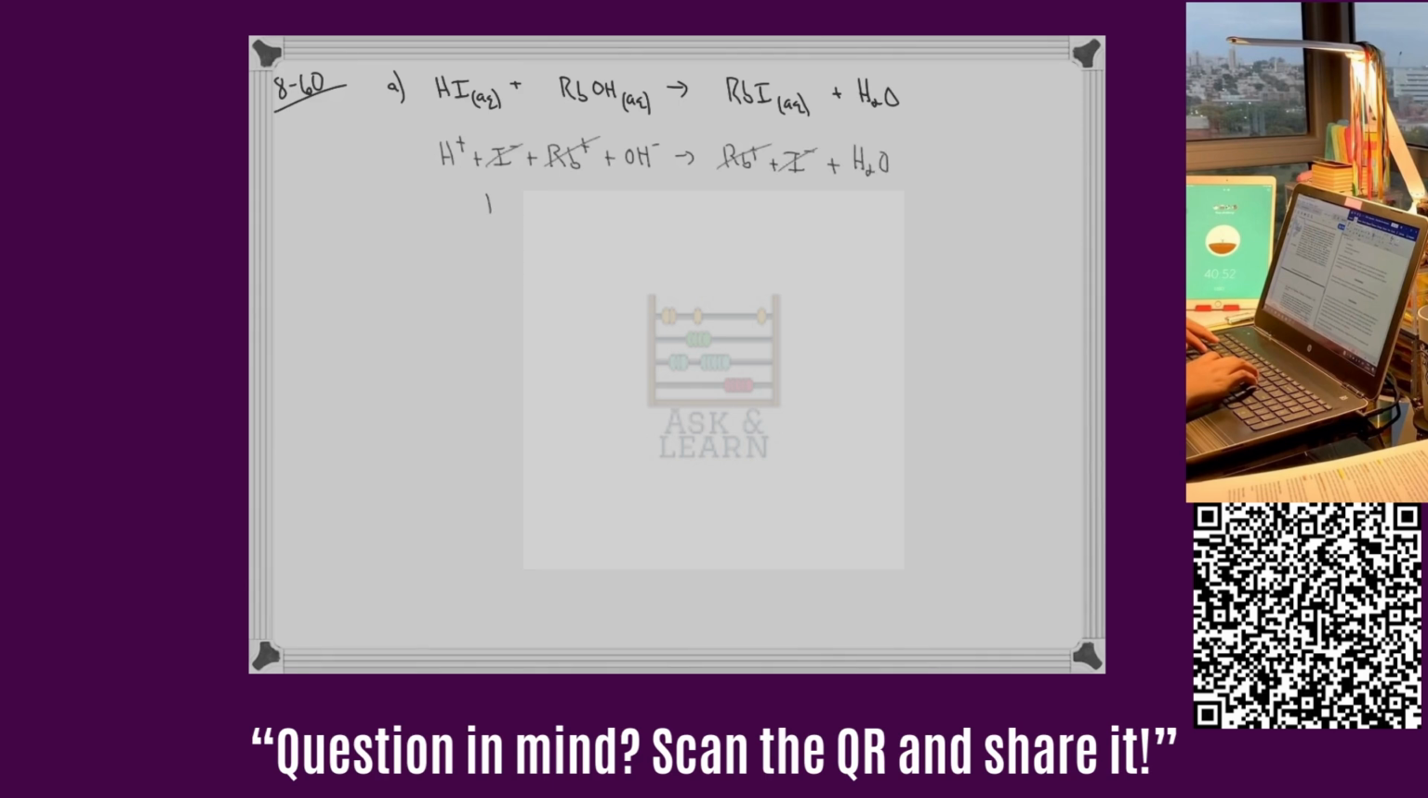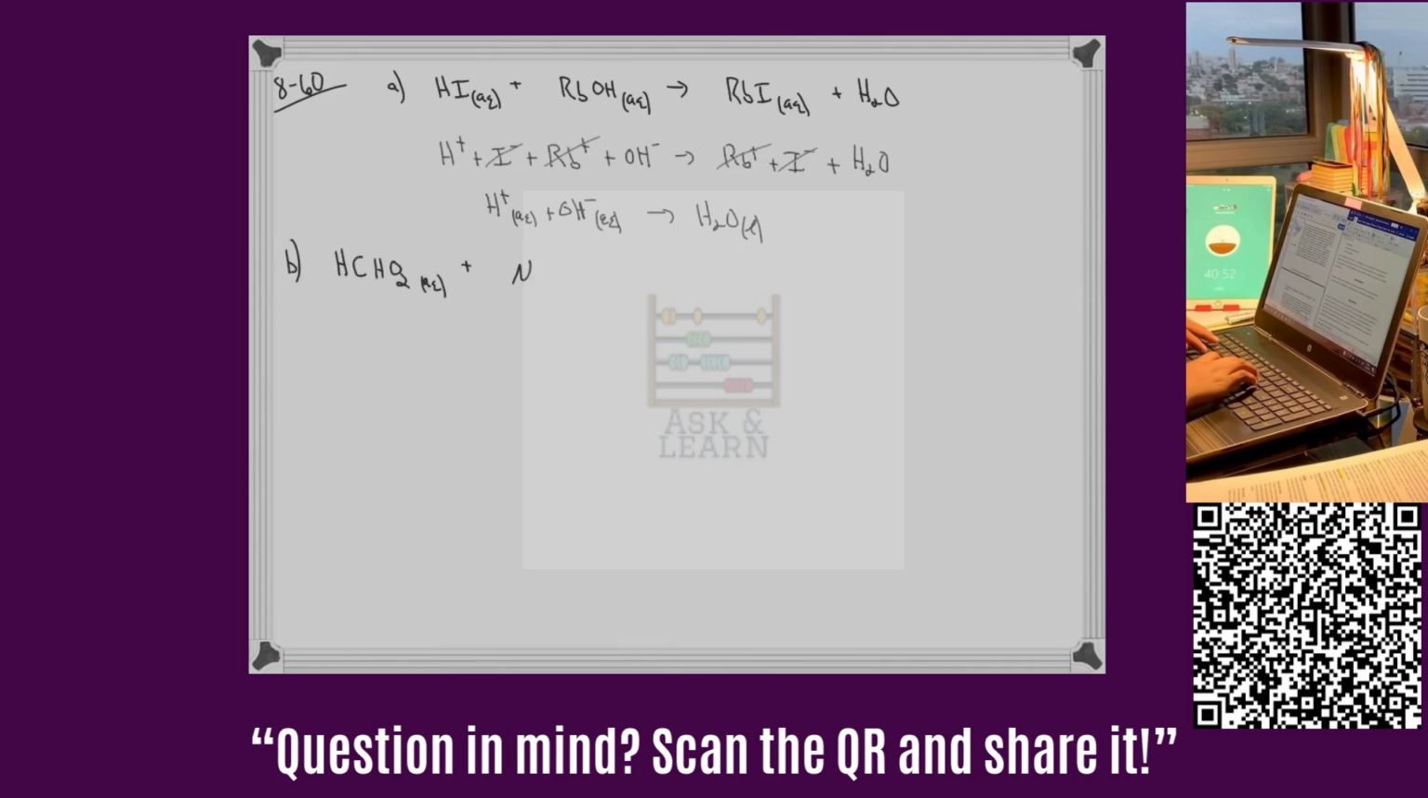The rubidiums and the iodides cancel, and we're left with H plus OH minus going to H2O. You will notice that this is actually OH minus. This is the ionic equation, and what follows is the net ionic equation.